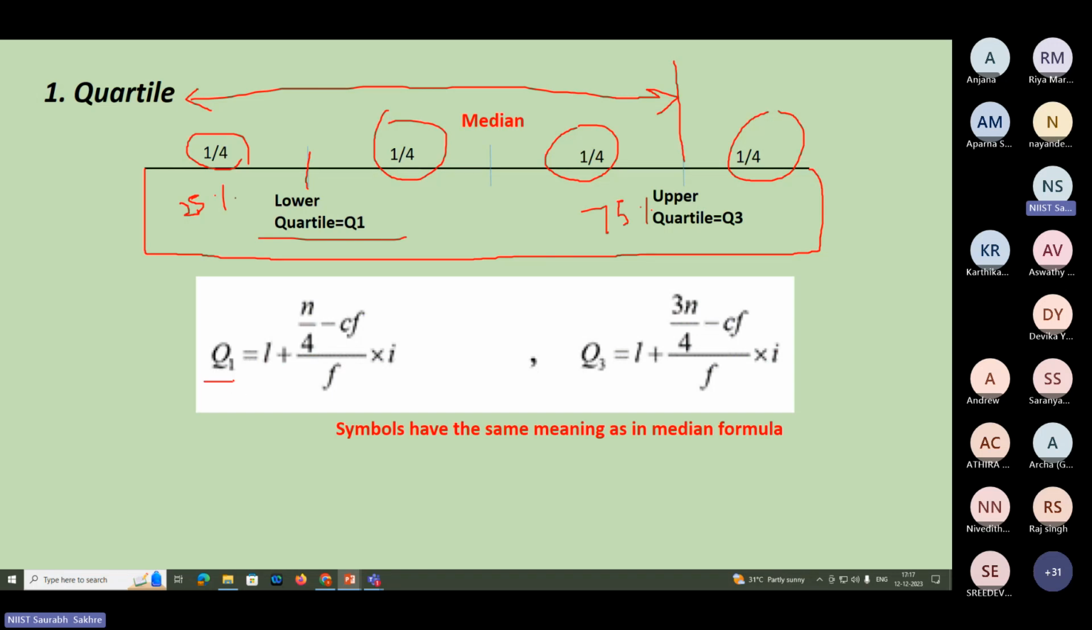If I wish to calculate lower quartile, the formula will be L plus n by 4 minus Cf upon f into I. And upper quartile will be L plus 3 by 4 n minus Cf upon f into I. These symbols are the same as what we use in the median formula. Q1 equals L plus n by 4 minus Cf upon f into I, and Q3 equals L plus 3 by 4 n minus Cf upon f into I. This is for quartile 1, this is for quartile 3.